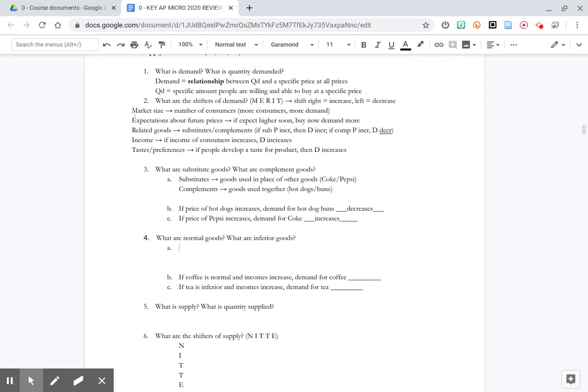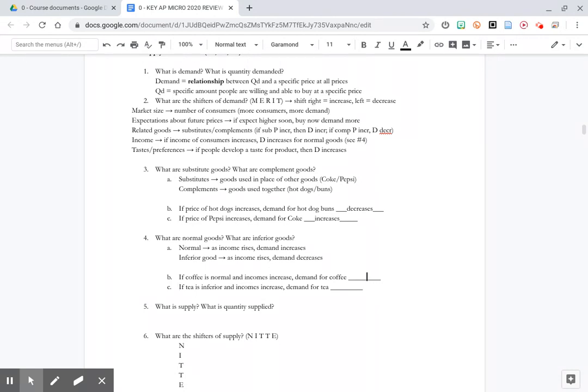Now this is going to be useful to understand income. And so I'm going to add here for normal goods, C number 4. So for a normal good, normal means that as income rises, demand increases. But an inferior good is as income rises, demand decreases.